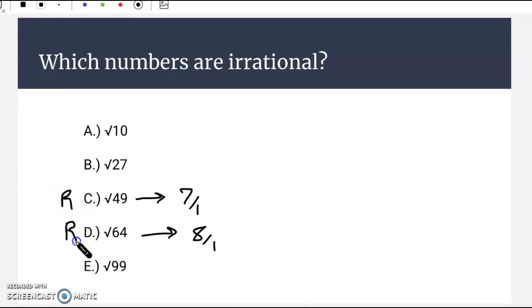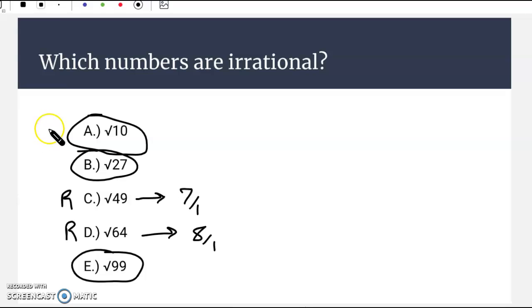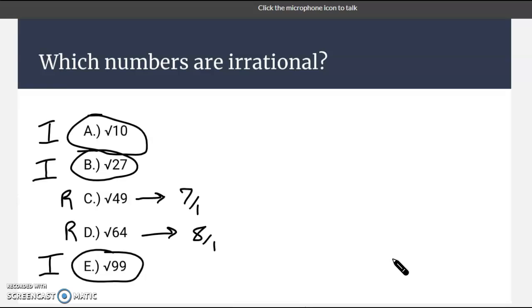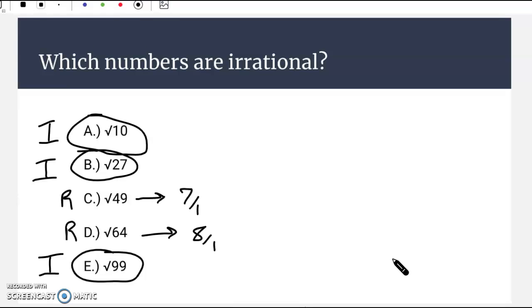Put R for rational. But the irrational ones are A, B, and E. If you plug those in on a calculator, you come up with non-repeating decimals that just go on forever. In fact, most calculators, especially on your cell phone app or whatever, are going to cut off the digits because it'll fill up as many digits as it can, but there's just not enough room. It can just go on and on and on.